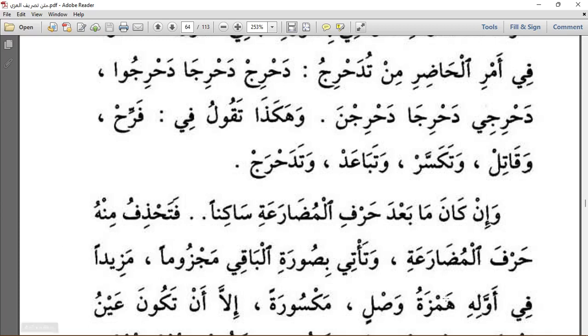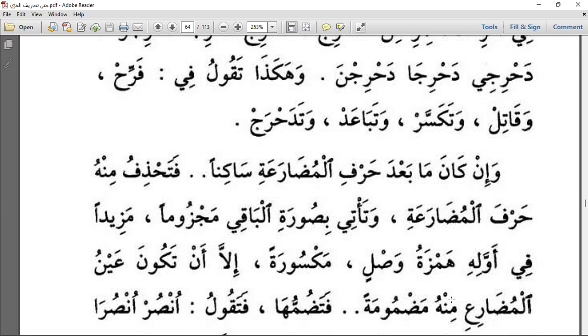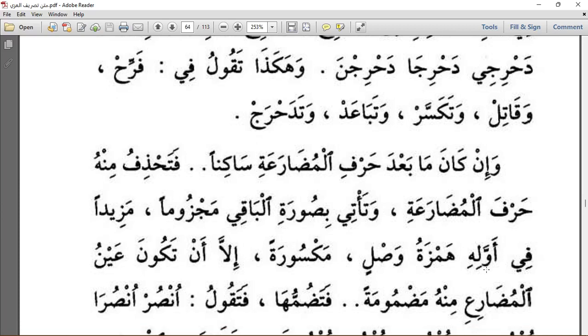So mazidan fi awali hamzatul wasli. Because the kaf is taking sukun, we have to add hamzatul wasli to complete the word. So maksuratan illa an takuna ainul mudari minhu madmuman. So the hamzatul wasli that we are adding is going to be what? Maksura. It's going to be taking kasra. Illa an takuna ainul mudari minhu madmumatan. Except that the ainul mudari of that thing is taking damma. For kataba, yaktubu, uktub, that is when we what? We give the hamzatul wasli damma.